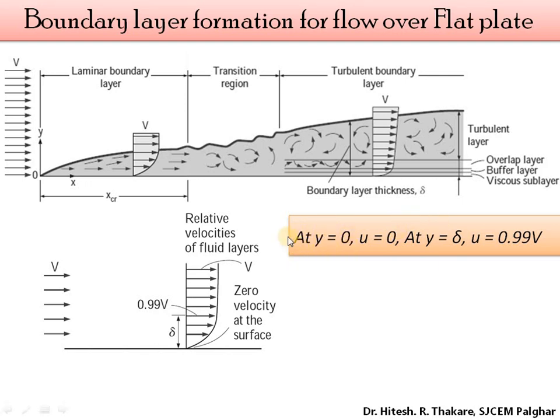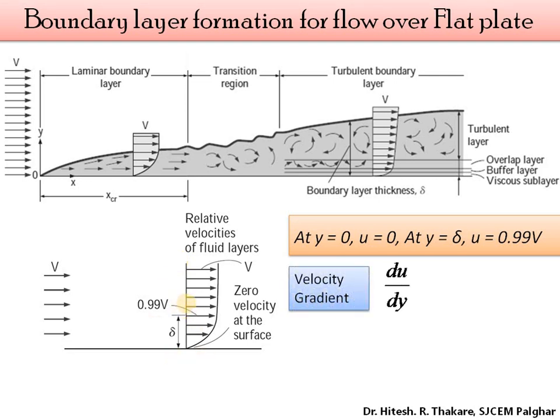At very close to the surface, which means at y is equal to 0, the local velocity u will be exactly equal to 0. At some distance away from the surface, that is at some distance of boundary layer thickness delta, the velocity u will be almost equal to the free stream velocity v, that is 0.99 times free stream velocity v. This velocity gradient is again shown over here. This is the main free stream velocity v, and starting from the zero velocity at the plate surface, the velocity progressively increases. Always remember, whenever we speak about velocity of fluid layers, we are speaking about the relative velocity between the fluid layers.